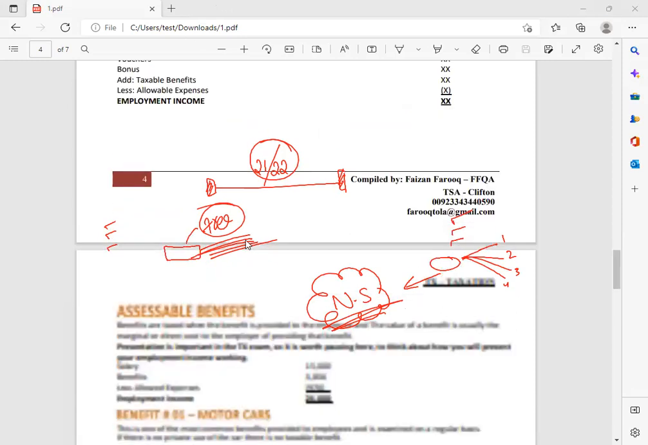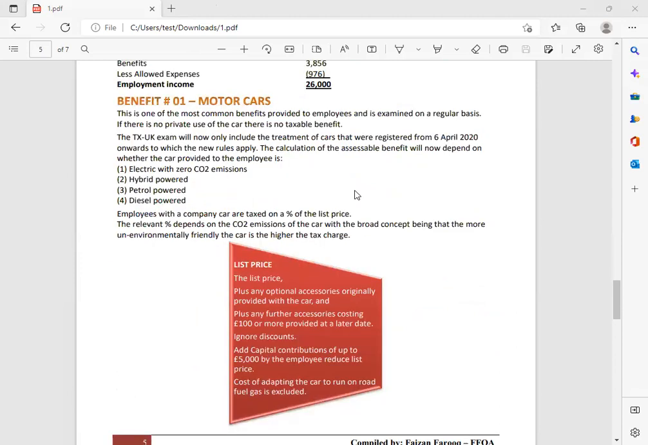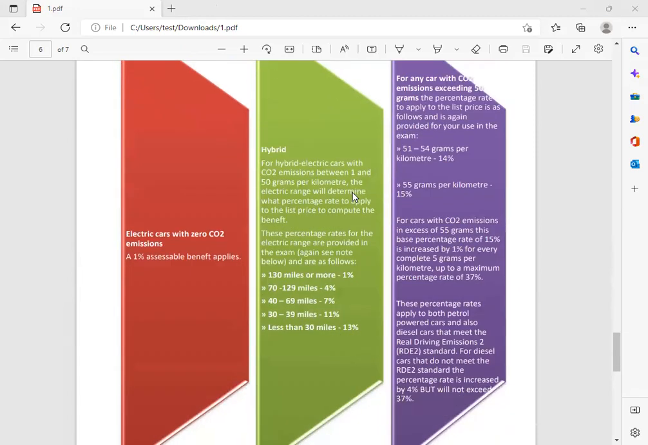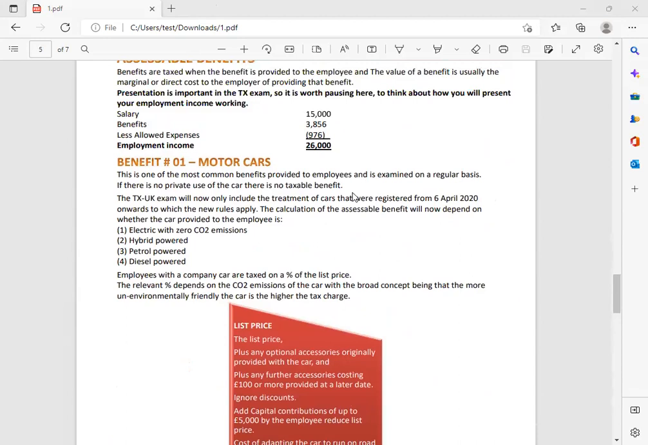Right. Okay, now our first benefit is the motor car. Motor car is a detailed one. We have rules mentioned here. We will discuss all of them, but it will take some time. First of all, always remember that we have some types of cars.